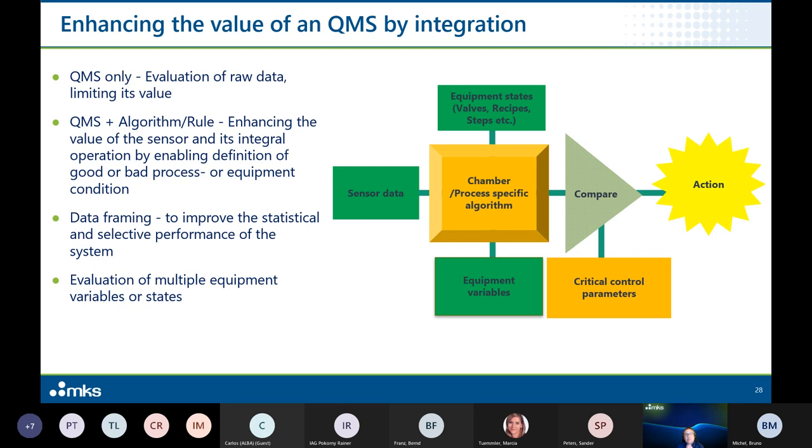You also may need to implement some levels of data framing. Data framing is really important if you want to do some statistical evaluation of your process stability or your process performance. So data framing requires really consistent start and stop conditions for your frame. And I have later on a nice example about what data framing means. And also different states of the equipment need to be evaluated to improve the efficiency of the mass spectrometer. The good thing is all of this stuff can be done in today's available software solutions, and there are quite a few options for how to make that happen.